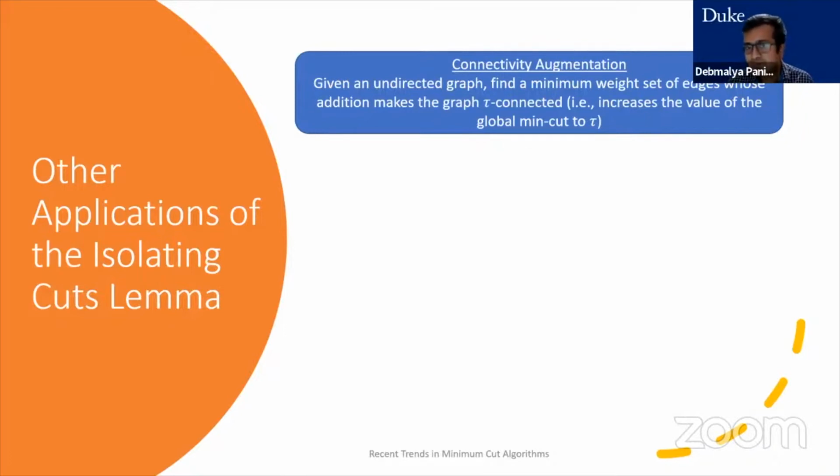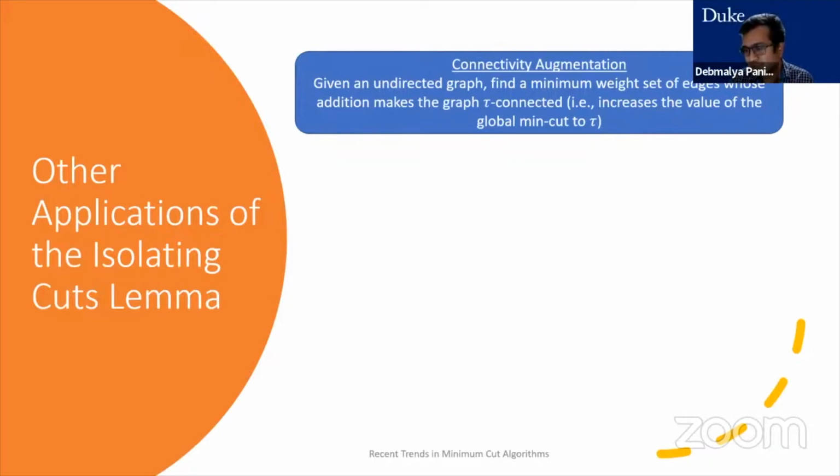In this problem, I'm given some graph, and I want to find a minimum weight set of edges whose addition makes the graph, let's say, tau connected. When I say that a graph is tau connected, it means that the weight of the global min cut becomes tau. Okay, so I want to add a bunch of edges of minimum weight such that the weight of the global min cut of the graph gets raised to tau from whatever it is now.